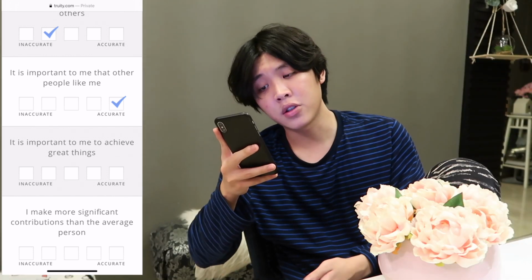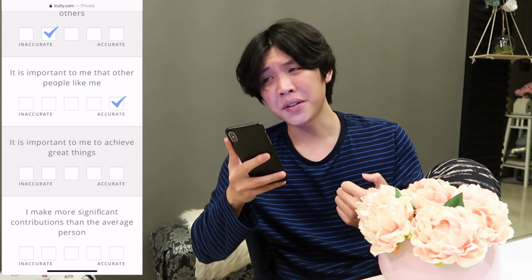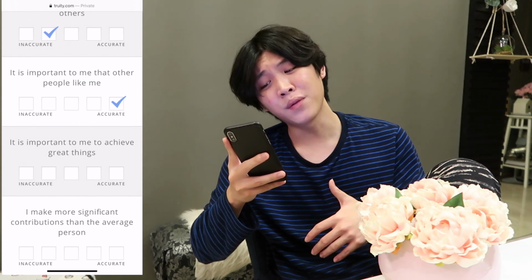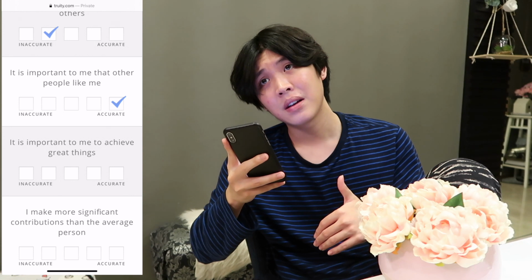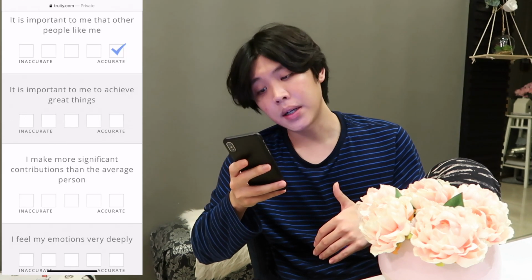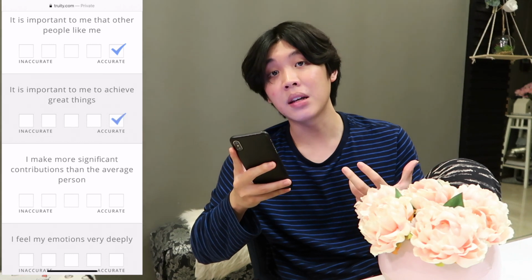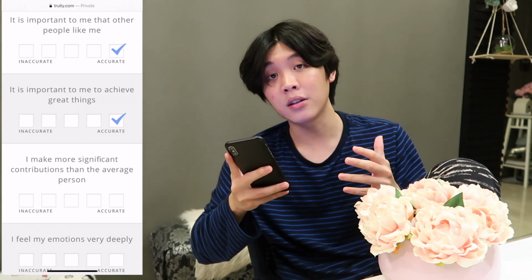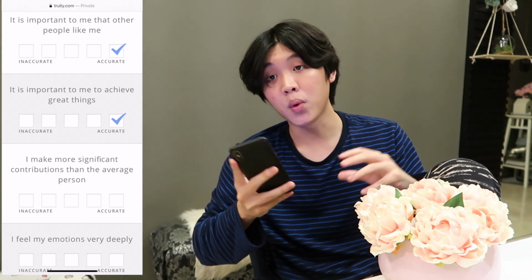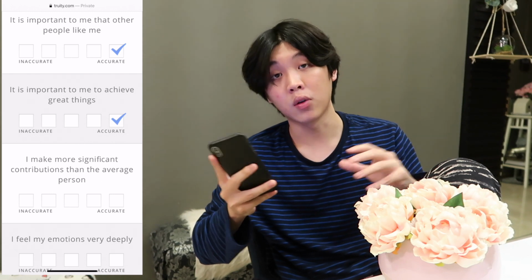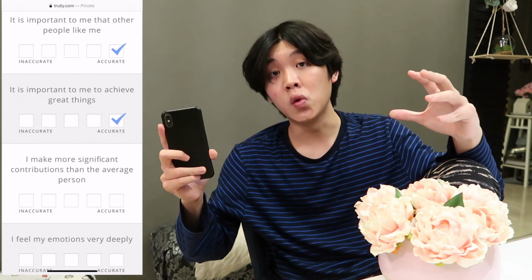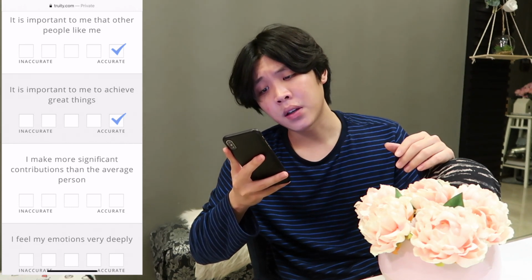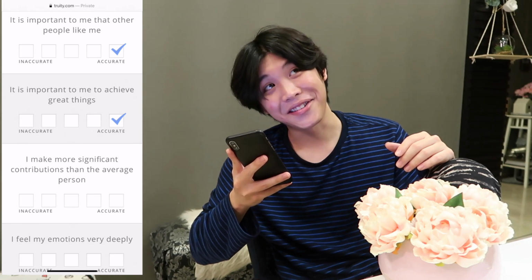It is important to me to achieve great things. I'm the kind of person with a really big goal that I want to achieve. I'm gonna go with 100%, but sometimes when you want to achieve something really big, you gotta start small and slowly build it up, and then all the small pieces of goals that you accomplish will slowly build up into the main big goal that you want to achieve. So 100%.